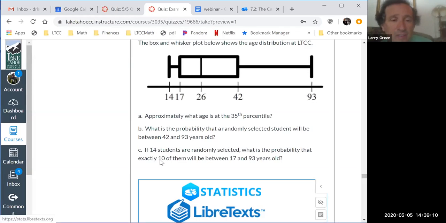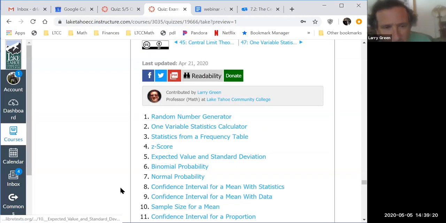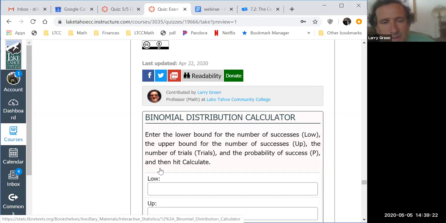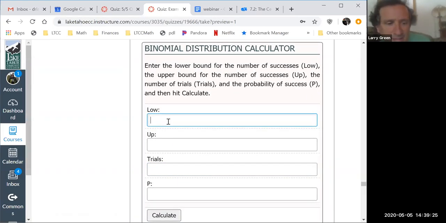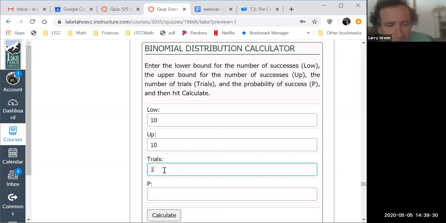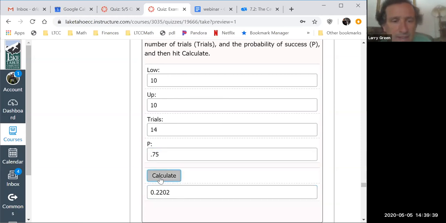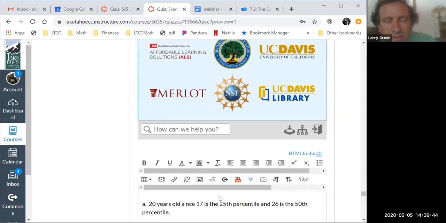Okay, we want exactly 10. So we're going from 10 to 10 and our trials is 14. So now we go ahead and go to binomial probability. We're going 10 to 10. Our trials was 14. And our P was 0.75. And hit calculate, and there we go. 0.2202.